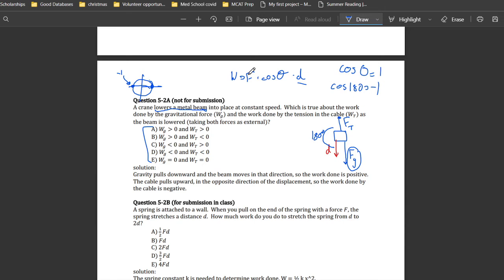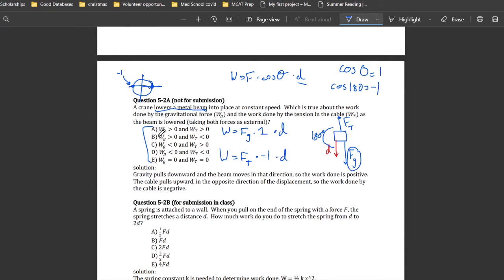So when we apply these to the work equation, we see that for F sub G, work is equal to the force of gravity times cos of 0, which I'm just going to fill in as 1, times the displacement d, which would yield some positive value. Now, for the tension, work is equal to the force of tension times negative 1 times some displacement d. So we know that this value is negative. It's not relevant what it is given our answer choices, but it is some negative value.